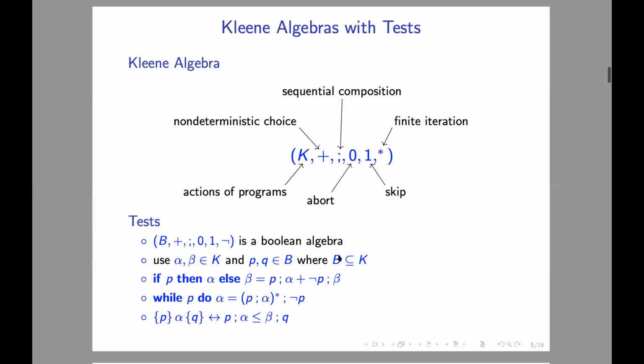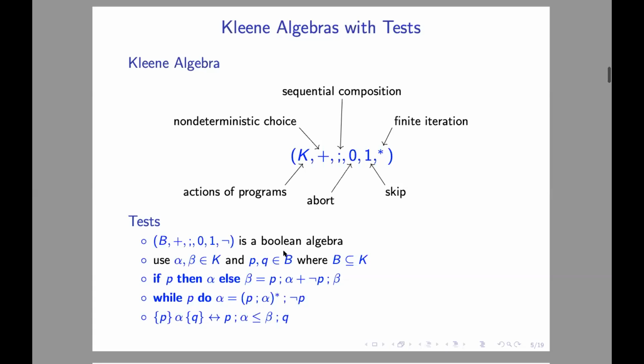To obtain the tests, we just take a subset of the Kleene algebra that shares the operations of the Kleene algebra, and with these operations, it forms a Boolean algebra. Kleene algebras with tests already provide us with infrastructure to define traditional while programs like the if-then-else branching or the while loop. They also provide partial correctness specifications in the form of Hoare triples.